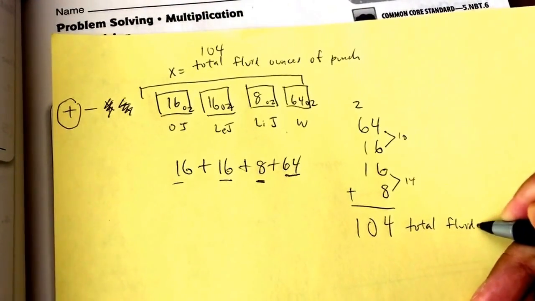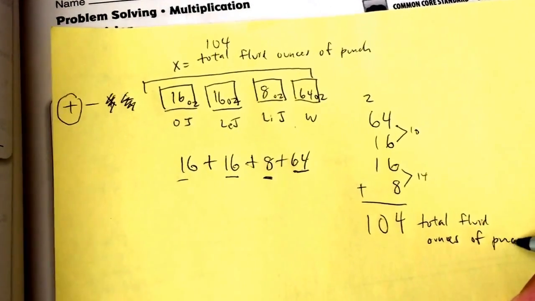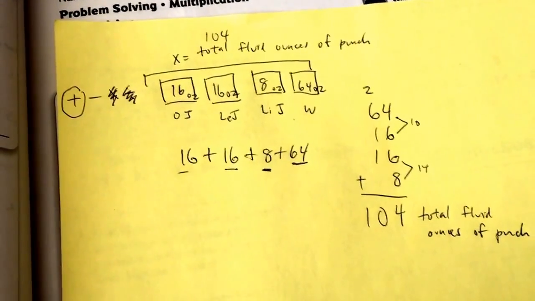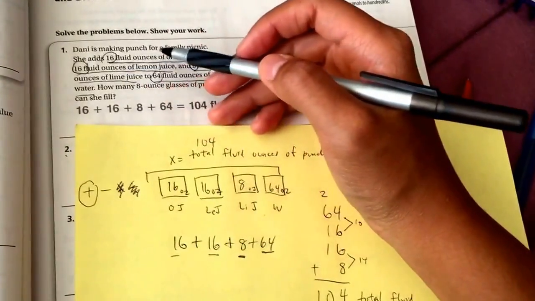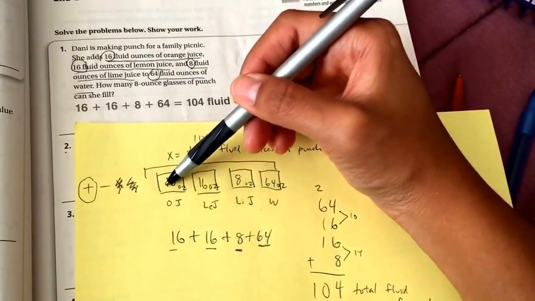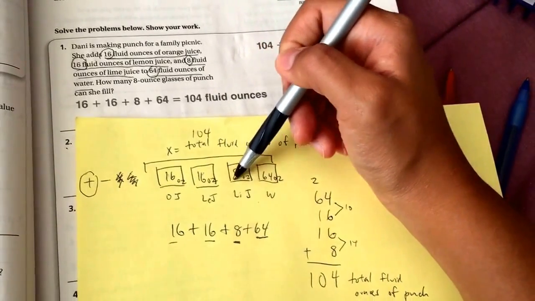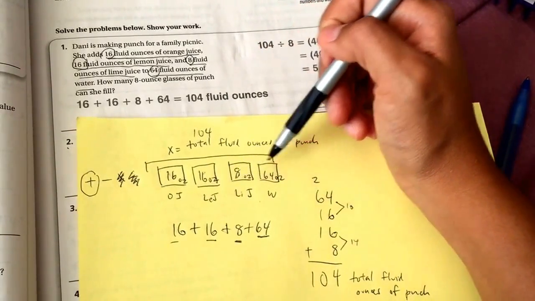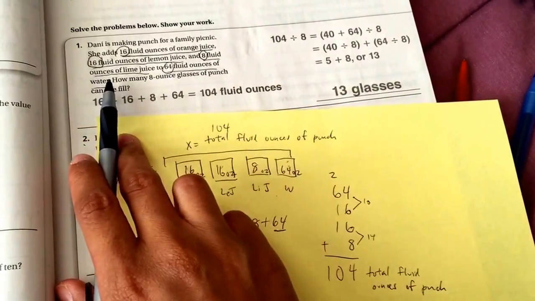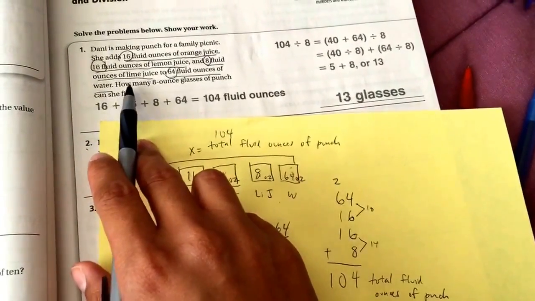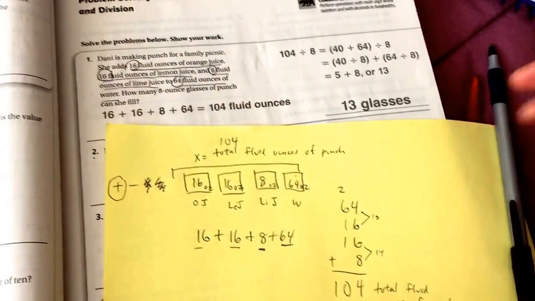fluid ounces of punch. Now let's see if we answer the question quite yet. Let's see what the question is asking. Danny is making punch for a family picnic. She adds 16 fluid ounces of orange juice, 16 fluid ounces of lemon juice, and 8 fluid ounces of lime juice to 64 fluid ounces of water. So she has a total of 104 fluid ounces. Now the question is asking, how many 8 fluid ounce glasses of punch can she fill?